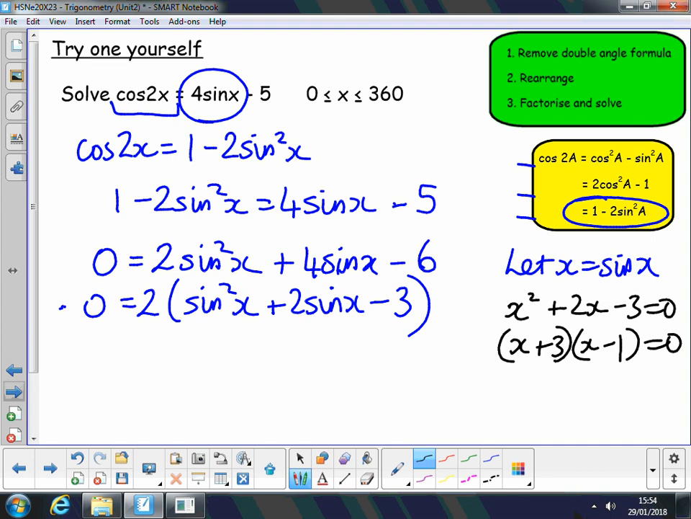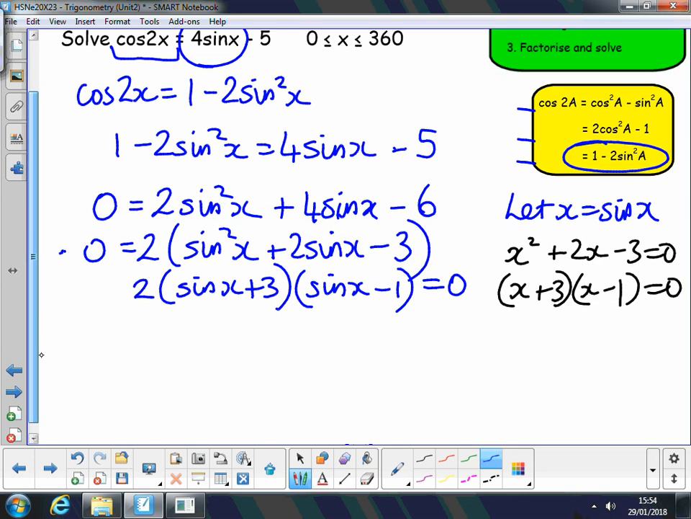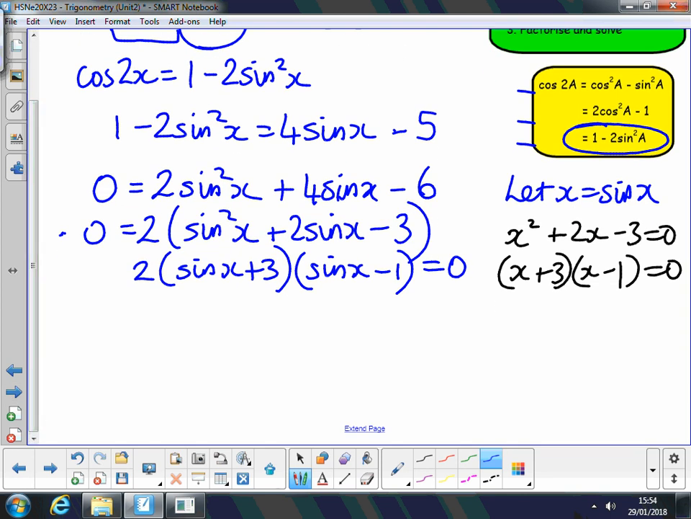Okay, we've got 2 minutes left until the time is up. So we substitute that back in. So we get 2 brackets sin x plus 3, sin x take 1. And I'm just going to put equal to 0 over here on the right hand side. I don't know, it's my OCD, so I don't like it all being over on my left hand side. So we can set both factors equal to 0. So we have sin x plus 3 is equal to 0, and sin x take 1 is equal to 0.